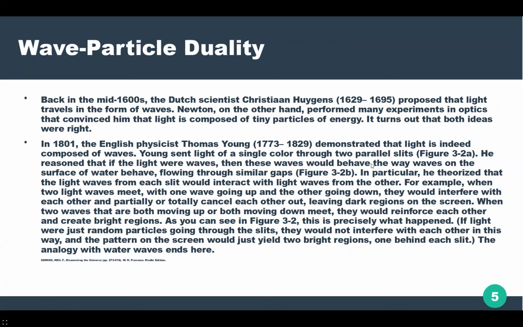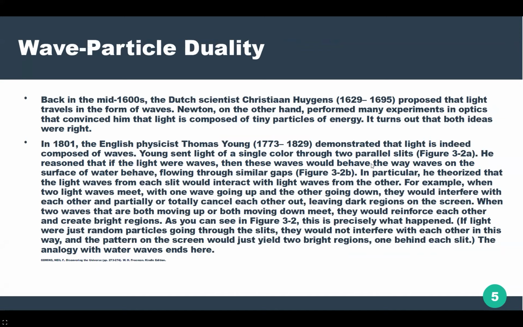Back in the mid-1600s, the Dutch scientist Christian Huygens proposed that light travels in the form of waves. Newton, on the other hand, performed many experiments in optics that convinced him that light is composed of tiny particles of energy. It turns out that both ideas were right.